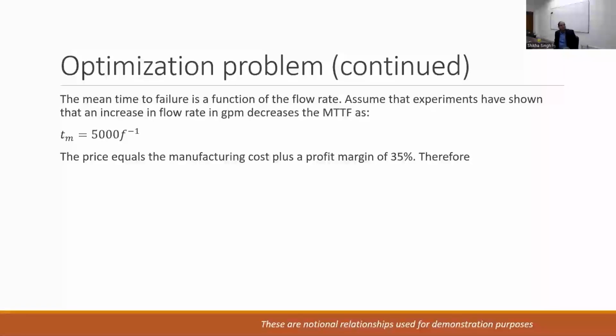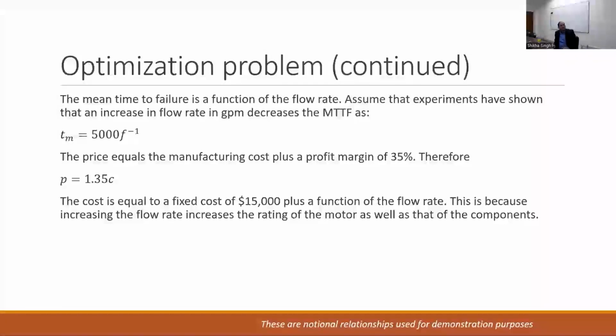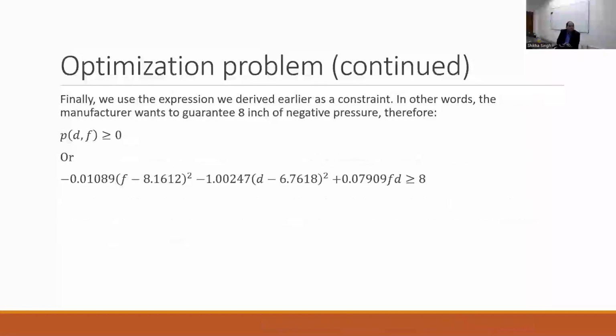So here's some notional example, right? So the price equals manufacturing cost plus profit margin, 35%. Cost is equal to fixed cost of 15,000 plus a function of flow rate, because increasing flow rate increases the rating of the motor and its components, right? So if you say I'm going to run higher flow rate, you need a more expensive motor and, let's say, sturdier components. Okay, so these are all notional relationships. We're just going to assume that this is correct.